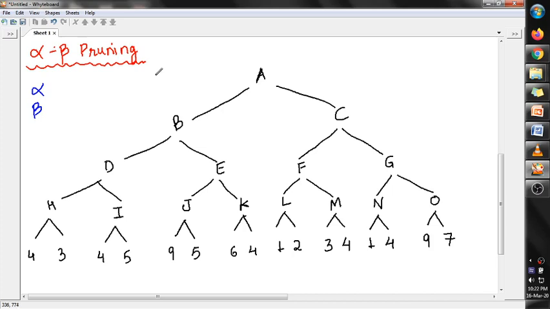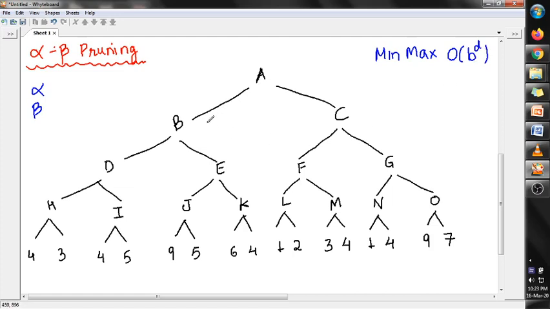Alpha beta pruning can also be considered an advanced min-max algorithm, because in the case of the min-max algorithm, the complexity of the algorithm is order of b raised to d, where b is the branching factor and d is the depth.